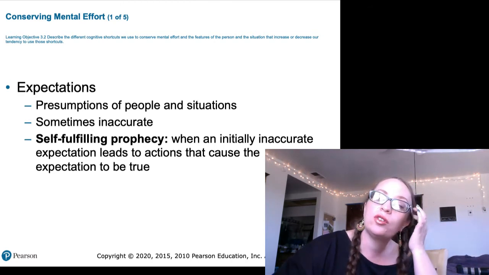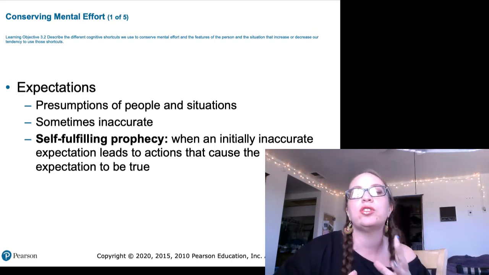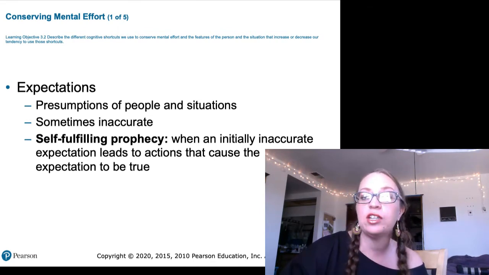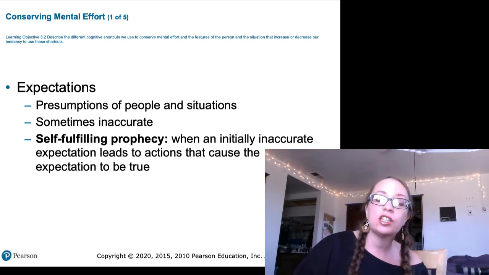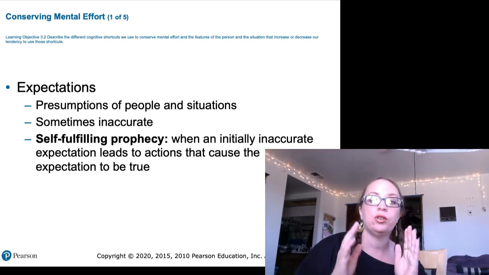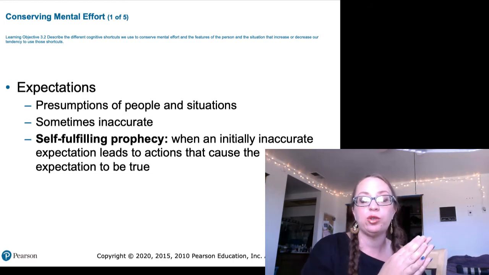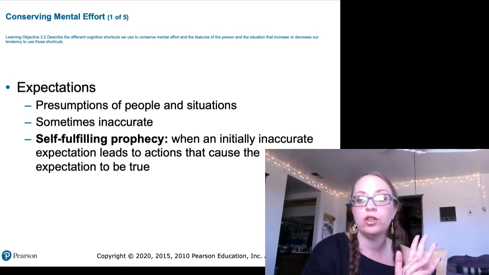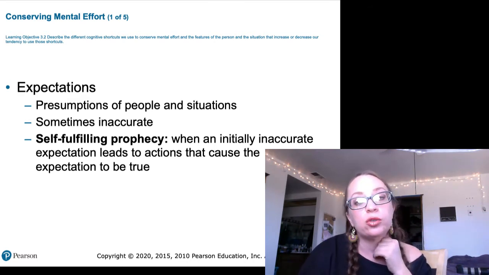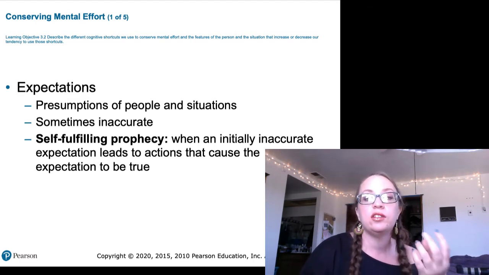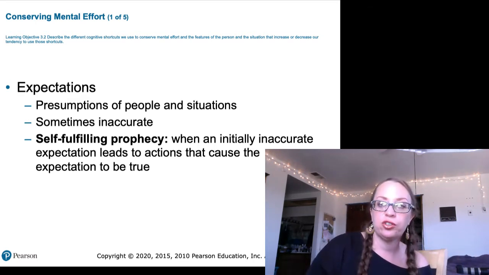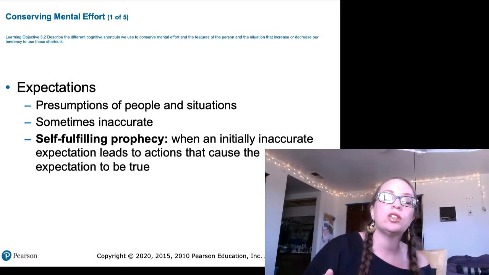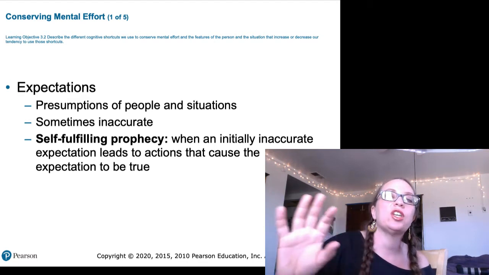So self-fulfilling prophecy. A sociologist named Robert Merton back in the 40s introduced this concept of self-fulfilling prophecy. This is a situation in which an initially inaccurate expectation leads to actions that cause the expectation to become true. Okay, so we had this expectation, it was a wrong expectation, but we do something that makes that expectation true. Self-fulfilling prophecies are more likely to occur when the people holding these erroneous expectations control the social encounter. I mentioned this earlier. So if you believe something wrong and you're in control of the situation, then you're much more likely to be able to make that expectation true.